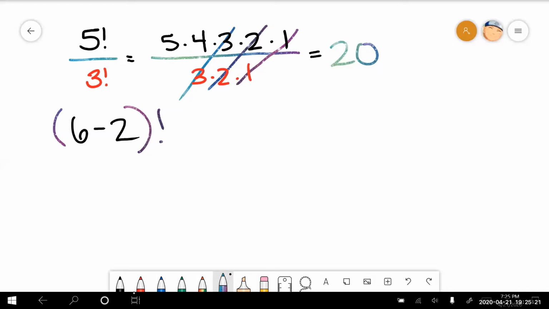Again, just as usual, we're going to start with parentheses, okay? Our order of operations, we're going to start with parentheses. 6 minus 2, that's 4.